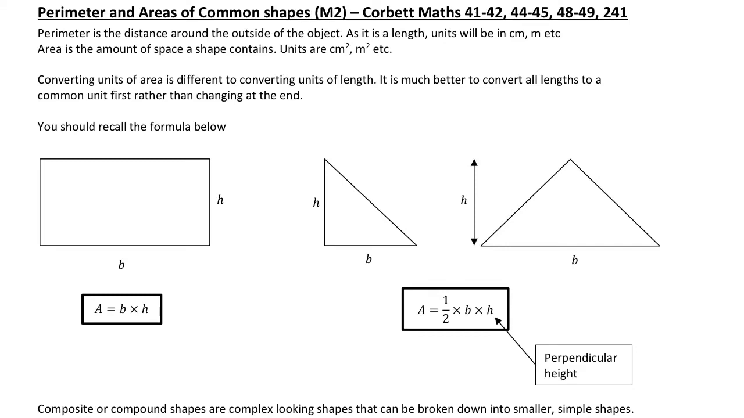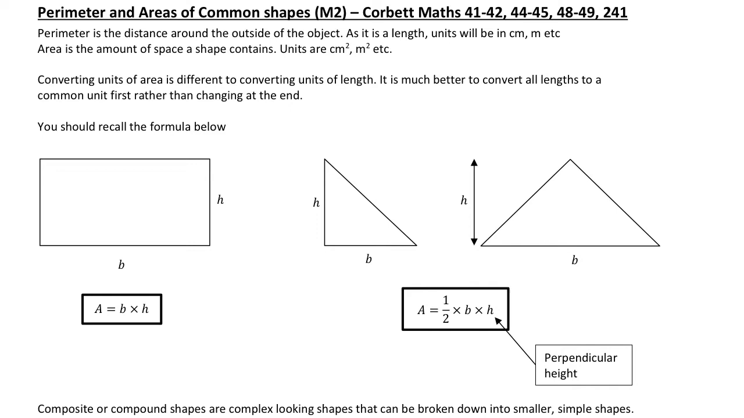In this video, we're going to look at the perimeter and area of common shapes. So perimeter, if you remember, is the distance around the outside of the object. So if we look at this rectangle, it's going to be those four sides added together. If it was this triangle, it would be h plus b plus the third side. And for the third triangle, it would be b plus these two diagonal lengths.